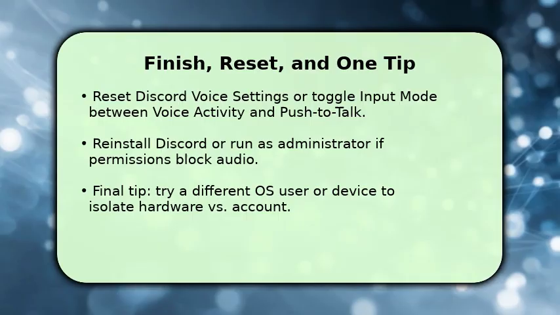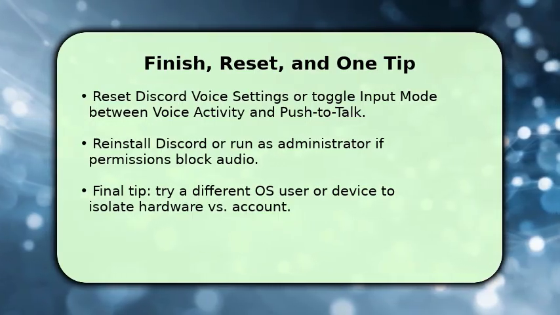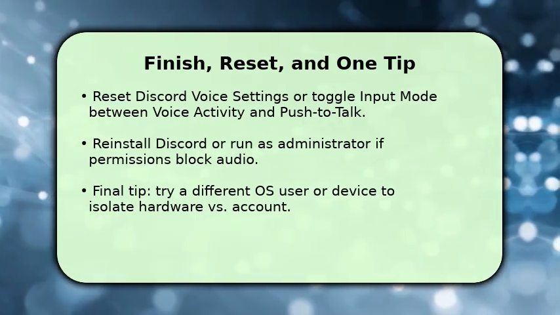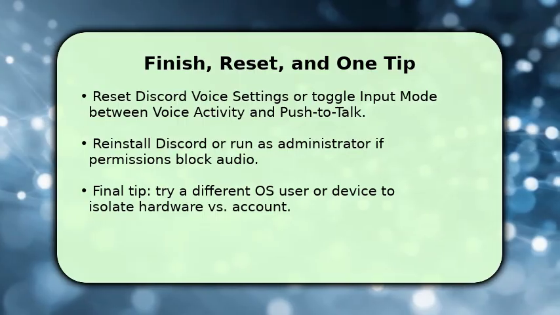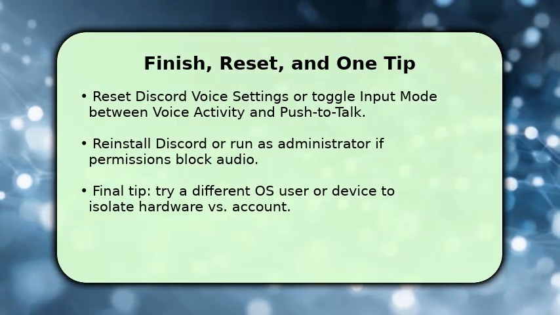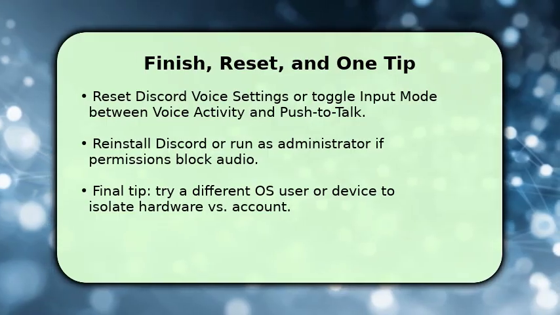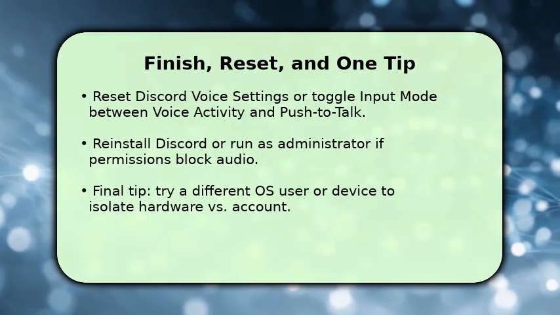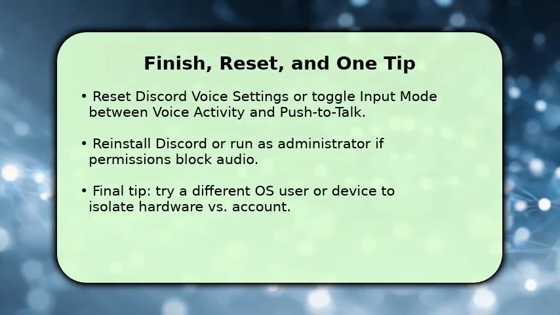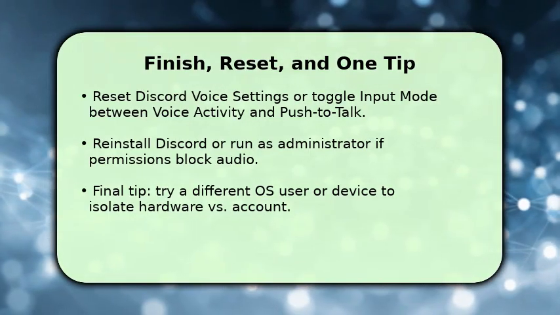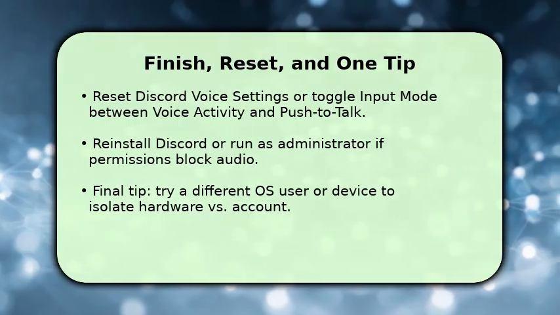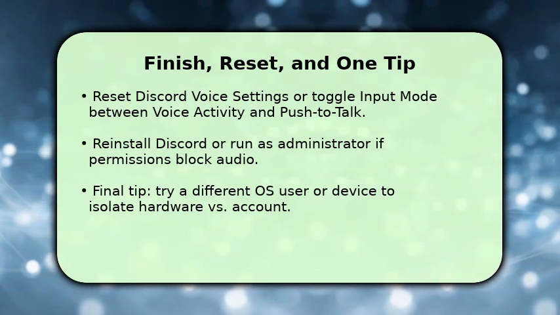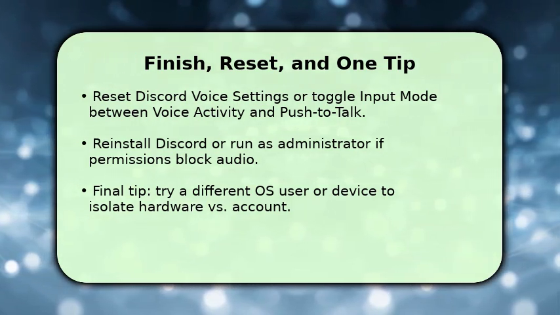Open Voice and Video and click Reset Voice Settings, then reselect your device and test. If problems persist, uninstall and reinstall Discord or run it as administrator to resolve permission issues. Make sure push-to-talk isn't enabled by accident and that correct input sensitivity is set. One key troubleshooting tip: if uncertainty remains, try the headset on another computer or create a new Discord account temporarily. This isolates whether the fault is hardware, system level, or account specific.